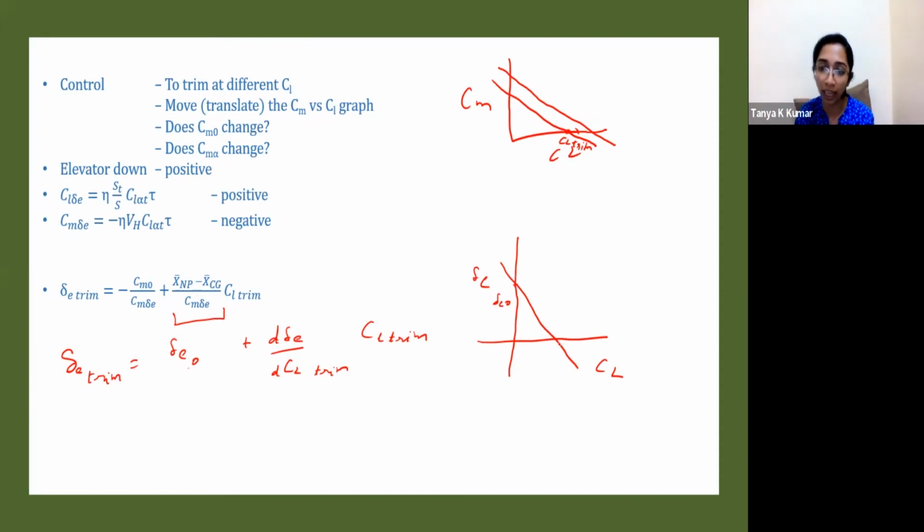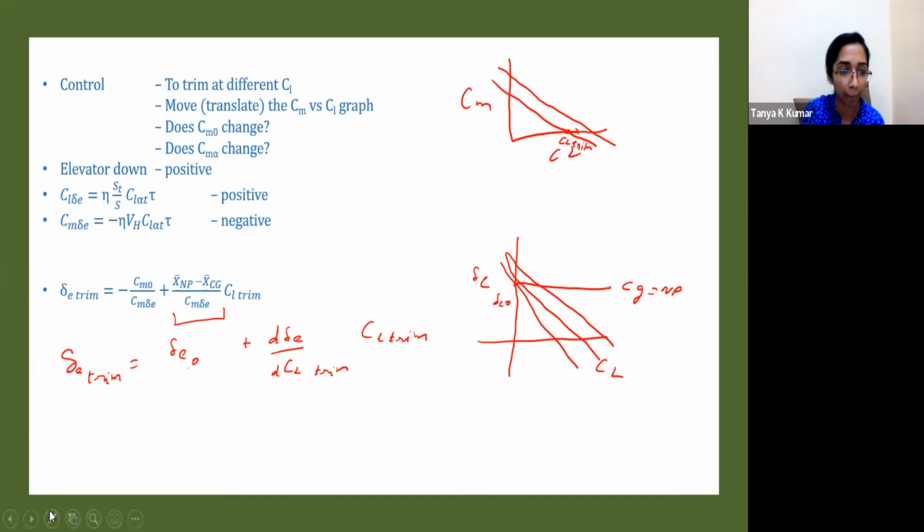Now, what happens when the CG is at the neutral point? How would the graph be? When the CG is equal to the neutral point, this term would vanish. So the entire slope would vanish. What it means is delta E trim will remain constant. This would be the line when CG equals NP. As the CG moves towards NP, the slope keeps reducing until it becomes 0. The delta E naught will remain the same.